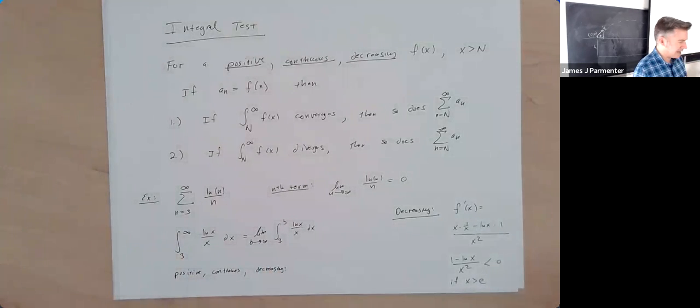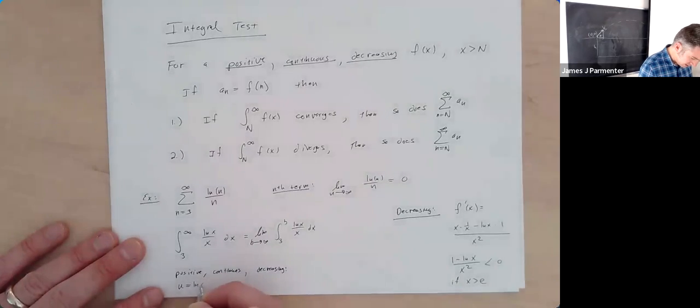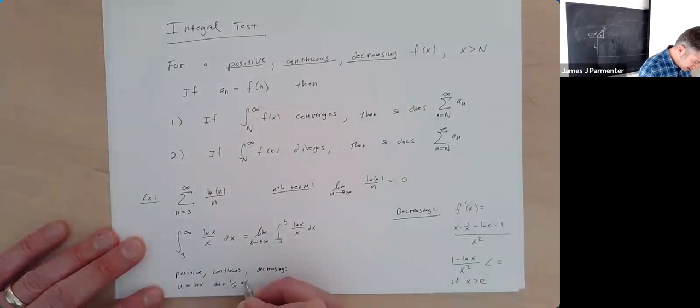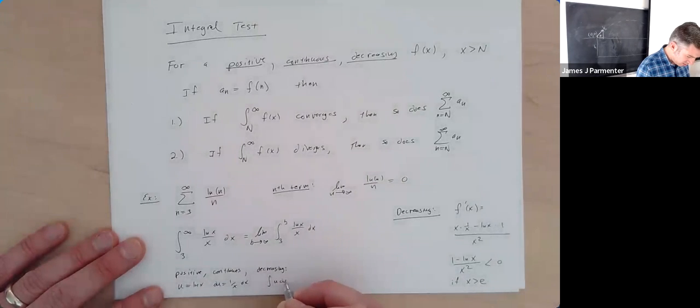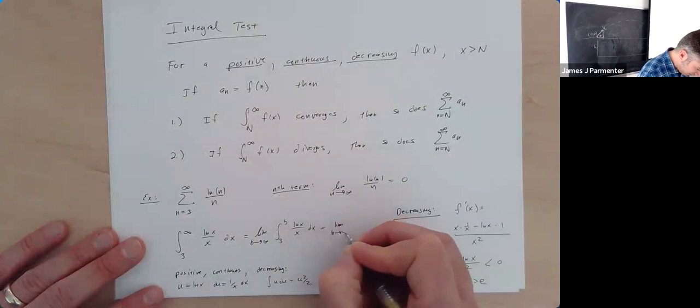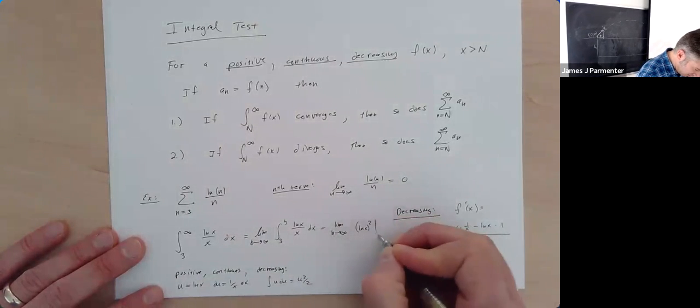Well, how do I integrate this? How do we integrate the natural log of x over x? I think it's a u sub, right? If we let u equal the natural log of x, du is 1 over x dx. So we're doing the integral of u du, which is just u squared over 2. So we're going to get the natural, I should write the limit. The limit as b goes to infinity of the natural log of x squared from 3 to b.